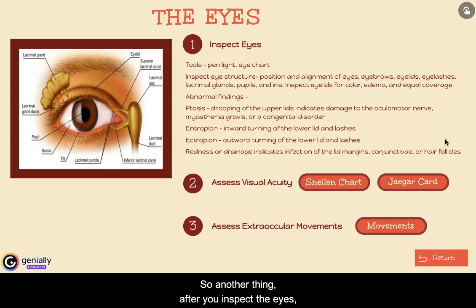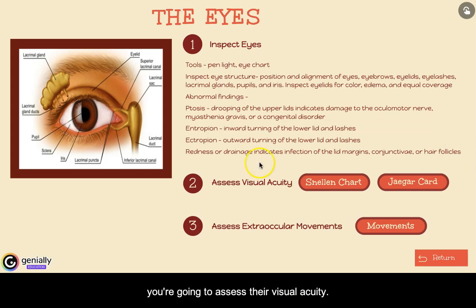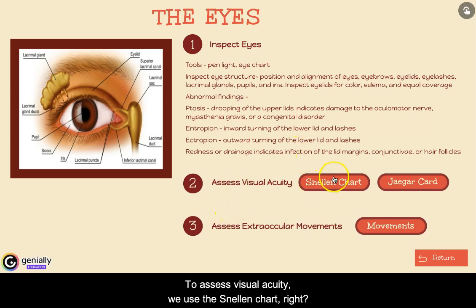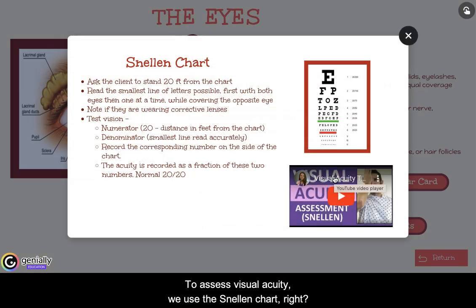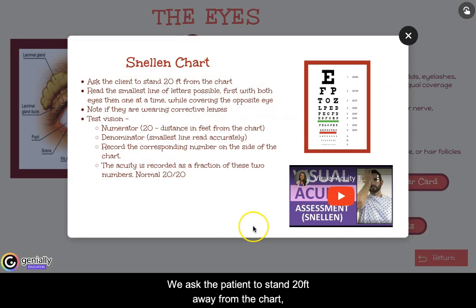So another thing, after you inspect the eyes, you're going to assess their visual acuity. To assess visual acuity, we use the Snellen chart, right? We ask the patient to stand 20 feet away from the chart, and we tell them to read the smallest line of letters possible, first with both eyes, then with one eye at a time, covering the opposite eye. Note if they're wearing any corrective lenses.